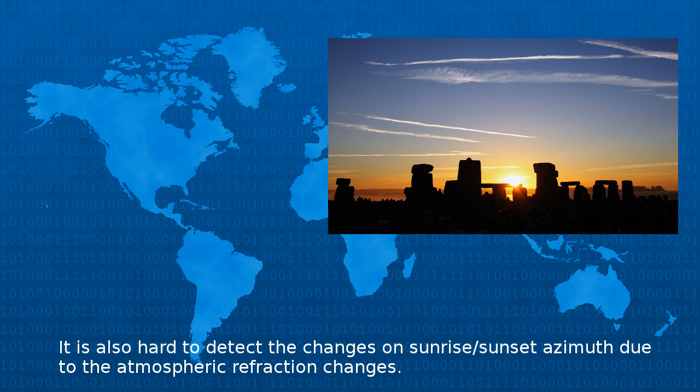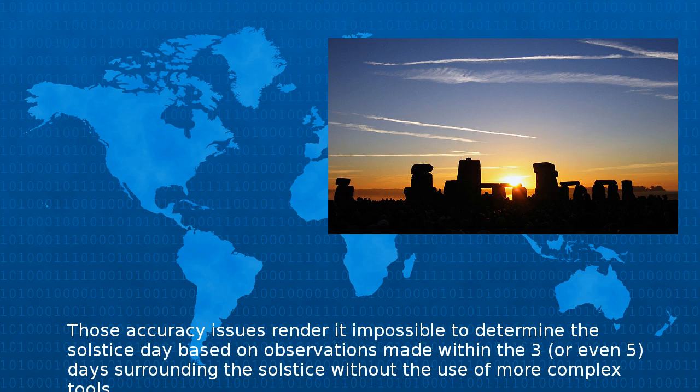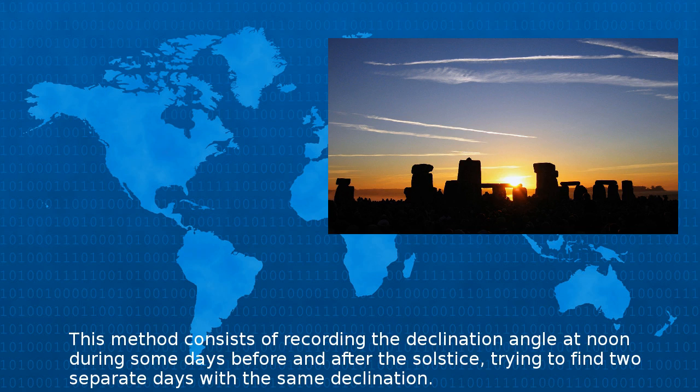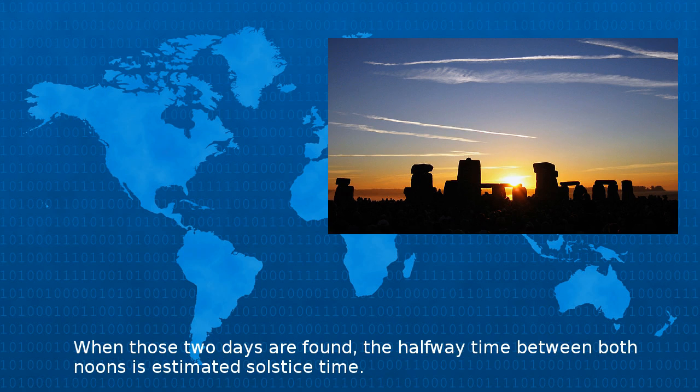It is also hard to detect the changes in sunrise and sunset azimuth due to the atmospheric refraction changes. Those accuracy issues render it impossible to determine the solstice day based on observations made within the 3, or even 5, days surrounding the solstice without the use of more complex tools. Accounts do not survive, but Greek astronomers must have used an approximation method based on interpolation, which is still used by some amateurs. This method consists of recording the declination angle at noon during some days before and after the solstice, trying to find two separate days with the same declination. When those two days are found, the halfway time between both noons is the estimated solstice time.